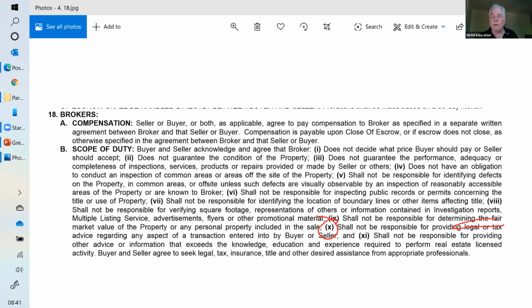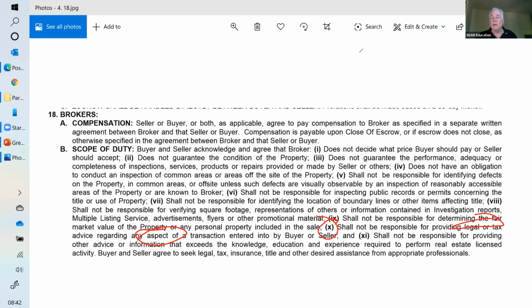So here's the language, among 1,000 other places: please don't give legal or tax advice. Here it is. This is your off the hook part that says the broker is not responsible for giving tax or legal advice regarding any aspect of the transaction. We get in trouble when we do things like a 1031 tax deferred exchange. That's IRC 1031, right? And it's like, be careful what you know. Be careful that you don't know too much.